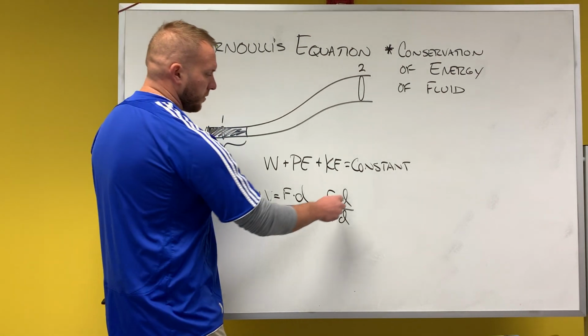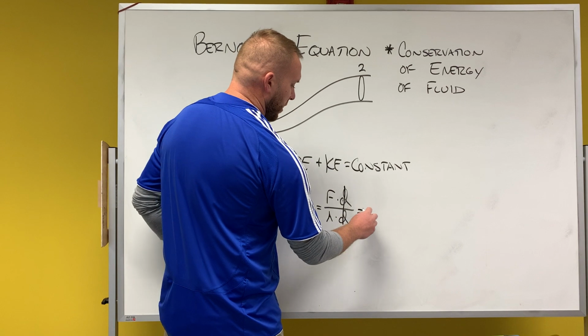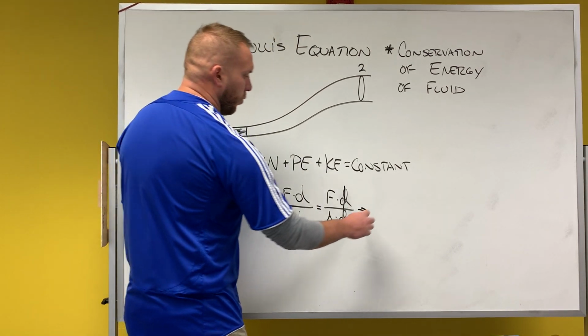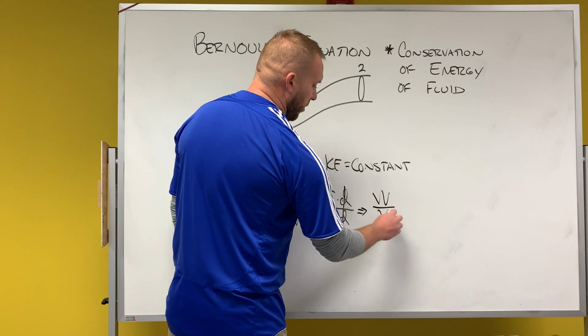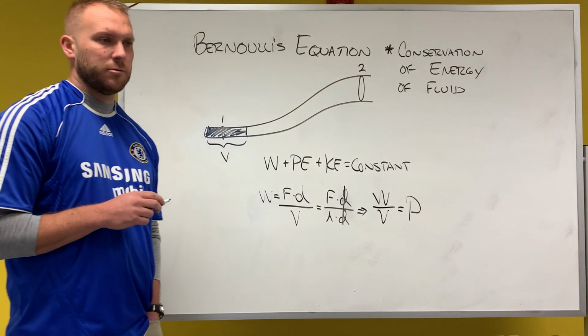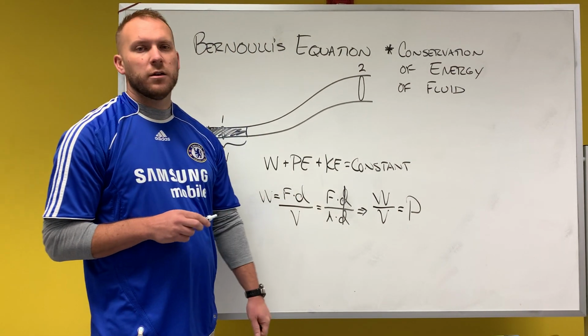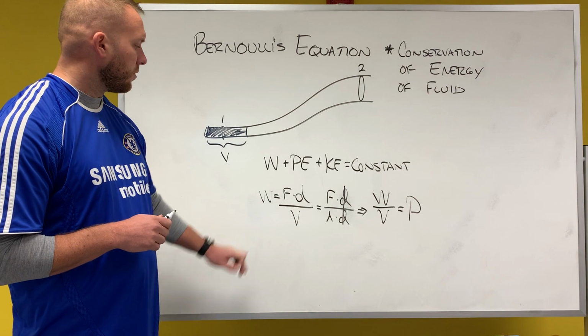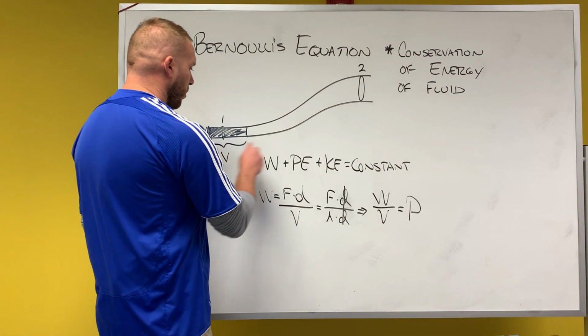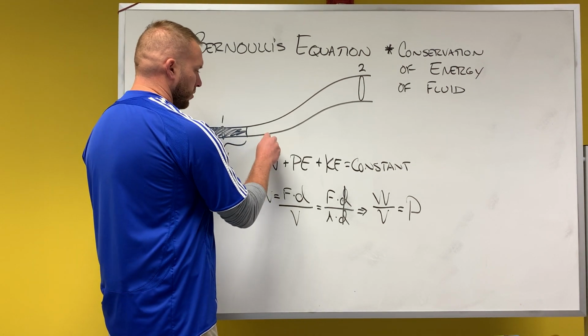From this, my distances cancel out, and we can see that if I take work and divide by volume, I get pressure, because force over area is pressure. So that's the first concept: work is going to be converted into pressure.